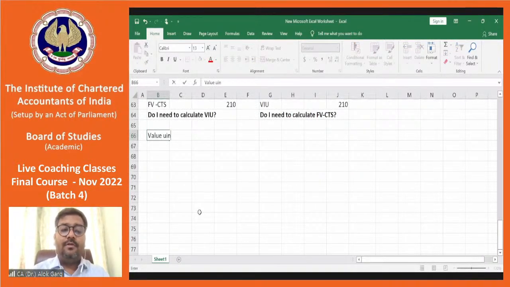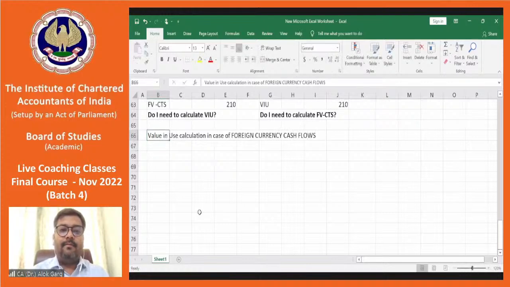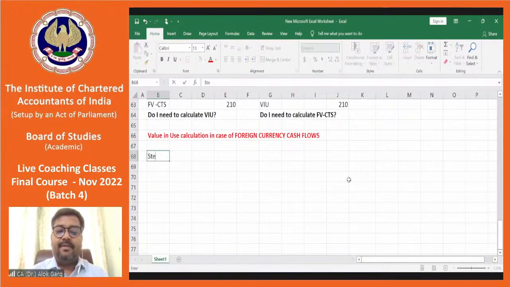Value in use calculation in case of foreign currency cash flows. Value in use calculation in case of foreign currency cash flow, right? So first of all, write down the steps. I'll write the steps here also just for your benefit, so that once you have the Excel file, you will have these steps readily available.